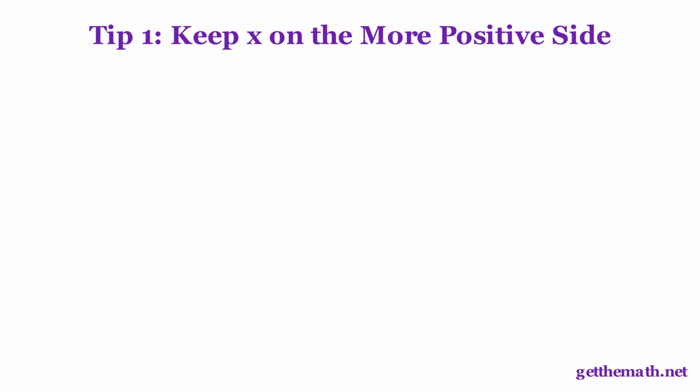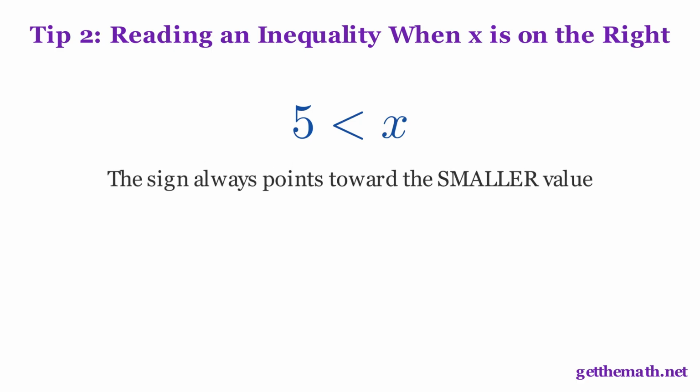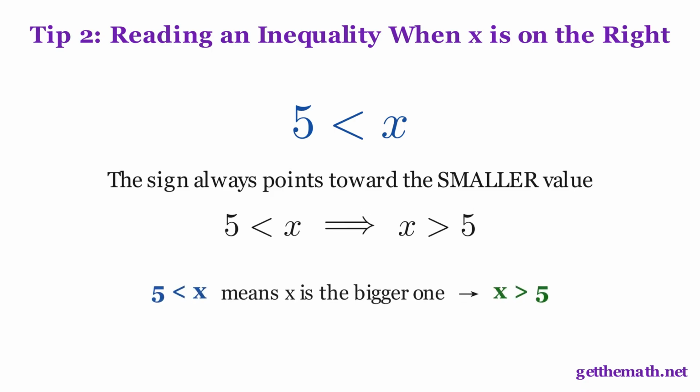Tip number 2, reading an inequality when x is on the right side. After solving, you might end up with something like 5 is less than x. That looks a little awkward because we usually want x on the left. Here is how to read it. 5 is less than x means x is greater than 5.